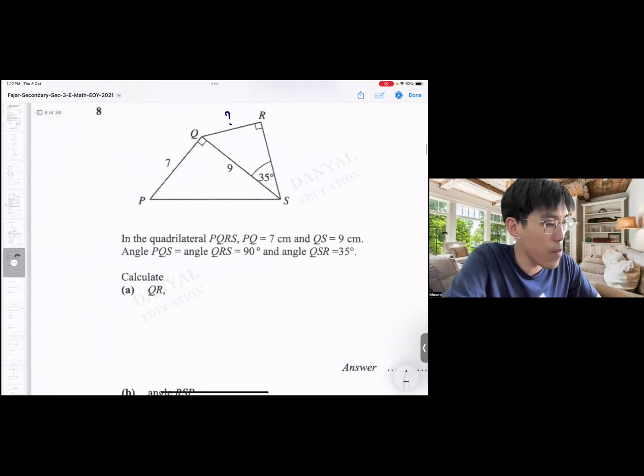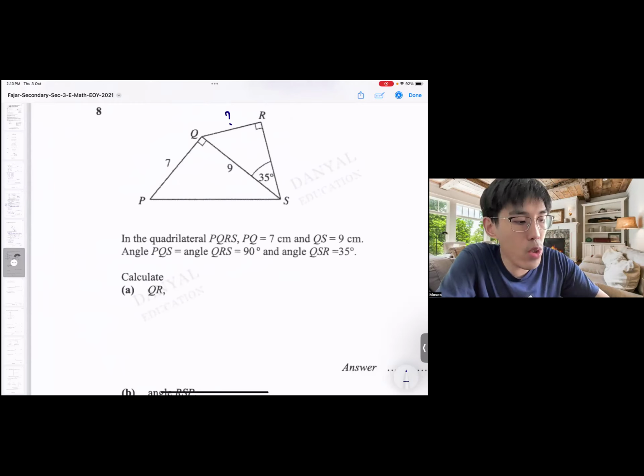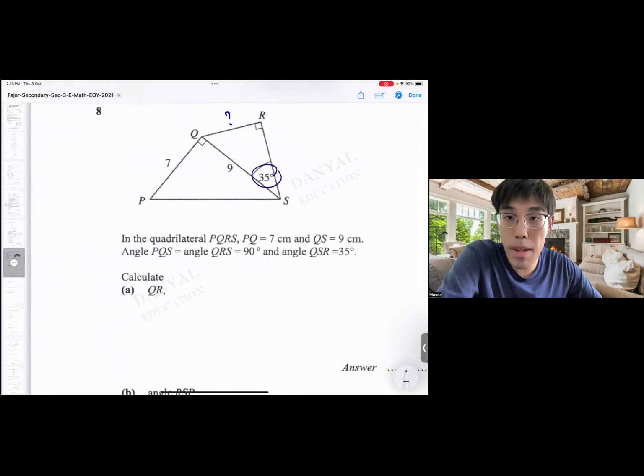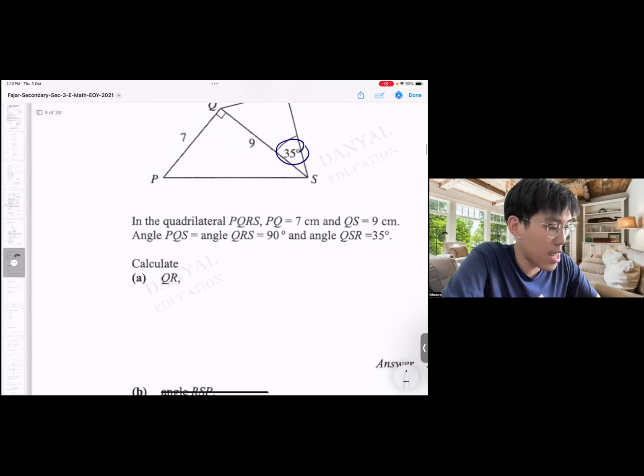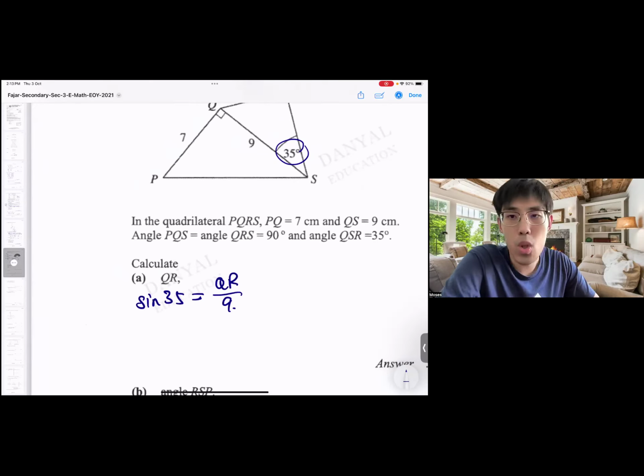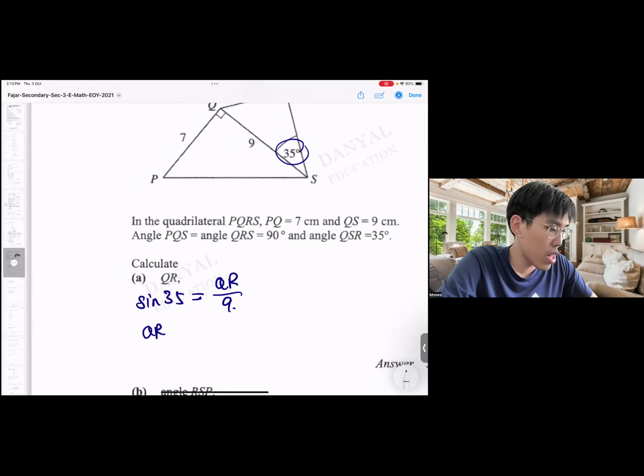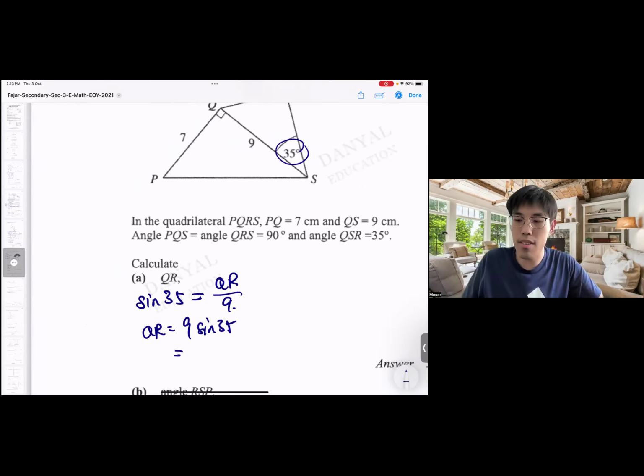So for QR over here, because I want to use this 35, with respect to the 35, QR is my opposite, and then the hypotenuse. That means what we are looking at? We are looking at sine. So let's write down the format first. Sine 35 equals QR over 9. Don't rush to go and calculate, okay? Relax. Write down the things first. Write down properly, then you can see better. So QR equals 9 times sine 35. Just do it like normal algebra. Then you press 9 sine 35, you'll get this.